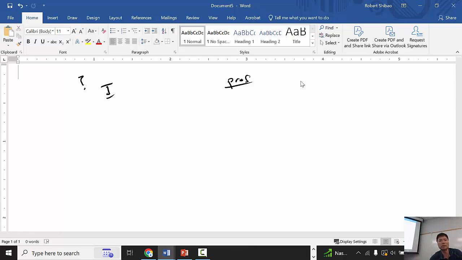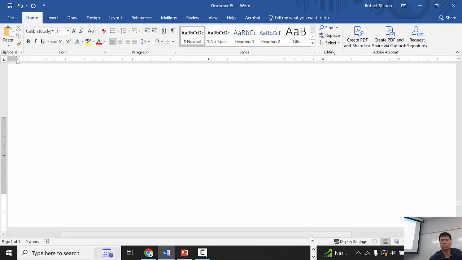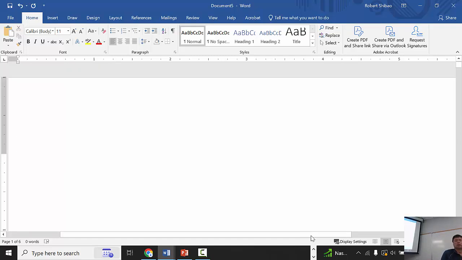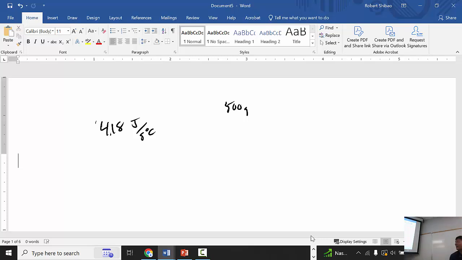The professor gives you 4.18 joules per gram degree C, and then the professor gives you 500 grams, and they give you a T final of 50.0 degrees C and a T initial of 43.3 degrees C. This was the problem. And then let's say you were never given the equation for this problem. Could you figure out the answer?